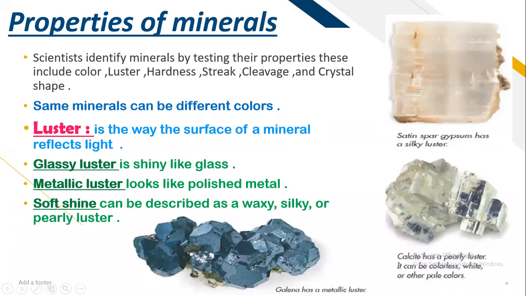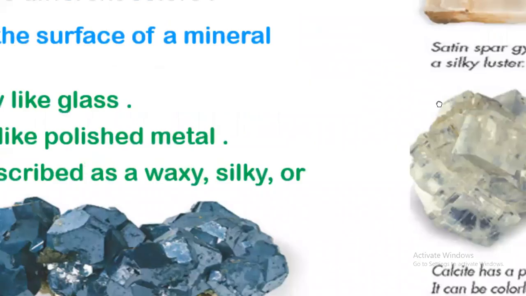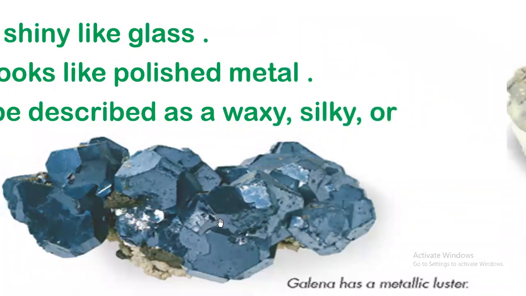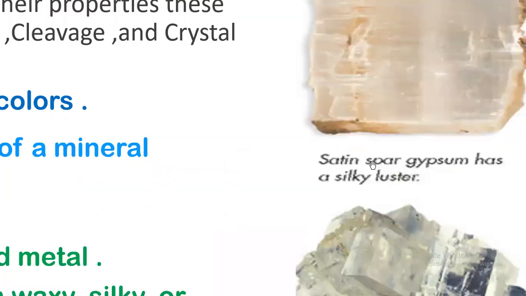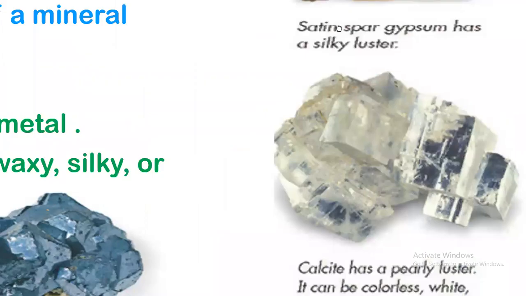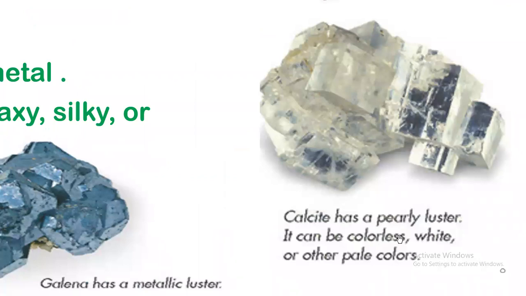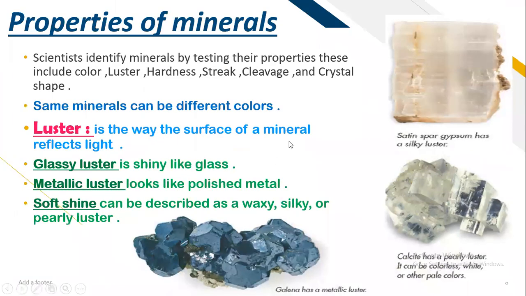To understand it in a better way, take a look at these examples. Look at this one, it's called galena. Galena has a metallic luster. It reflects light like a metal. Satin spar gypsum has a silky luster. Calcite has a pearly luster, and it can be colorless, white, or other pale colors. A piece of glass, a piece of metal, and a piece of rock have different ways to reflect light. That's simply a good way to describe luster.